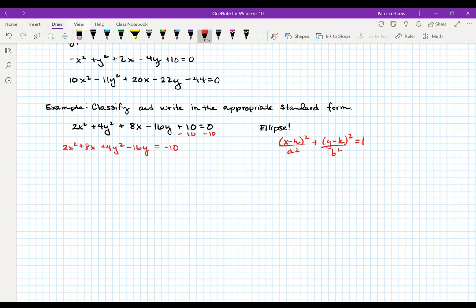So remember, completing the square, we want to be able to rewrite something as a binomial squared. So we're going to have to manipulate it a bit. First step, we want to factor out the lead coefficient from both of these. So we factor out the 2. I'm going to leave myself some space. You'll see why in a minute. Then we're going to factor out that positive 4. Leave myself some space.